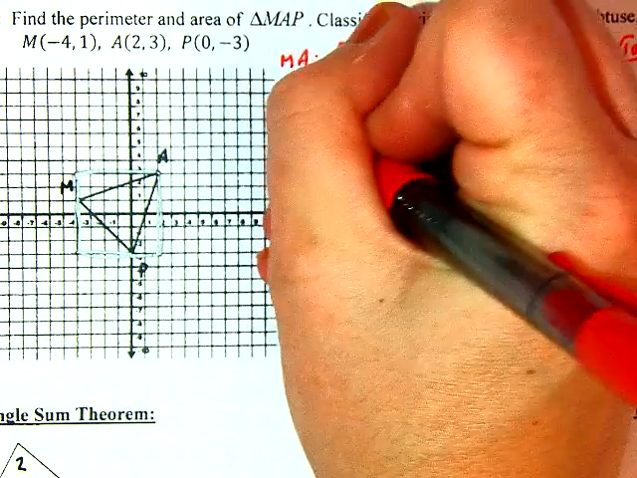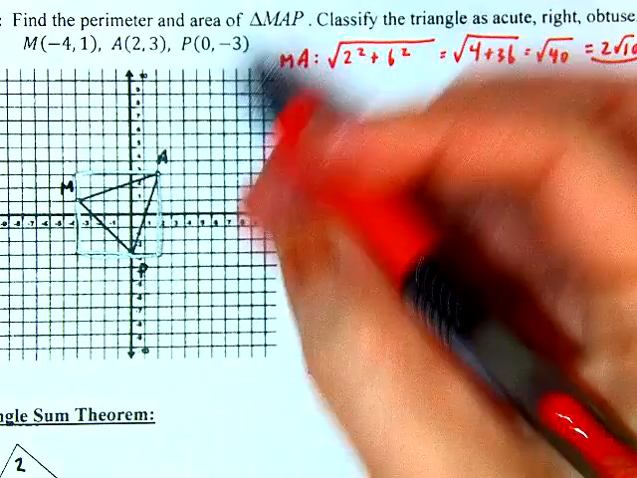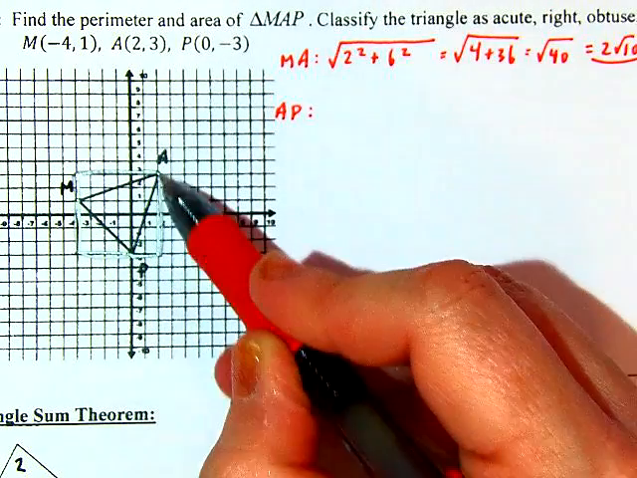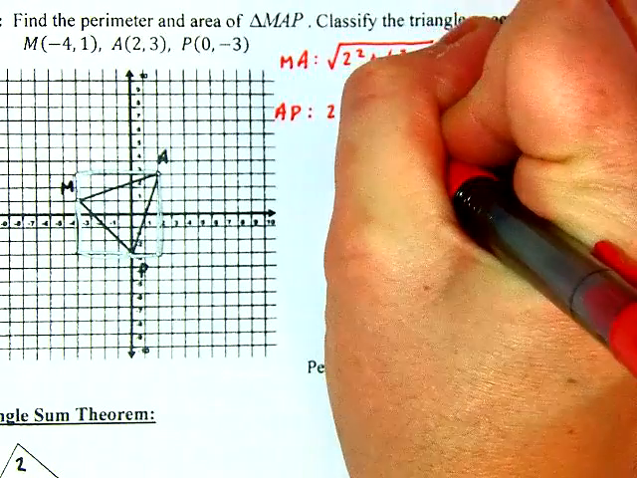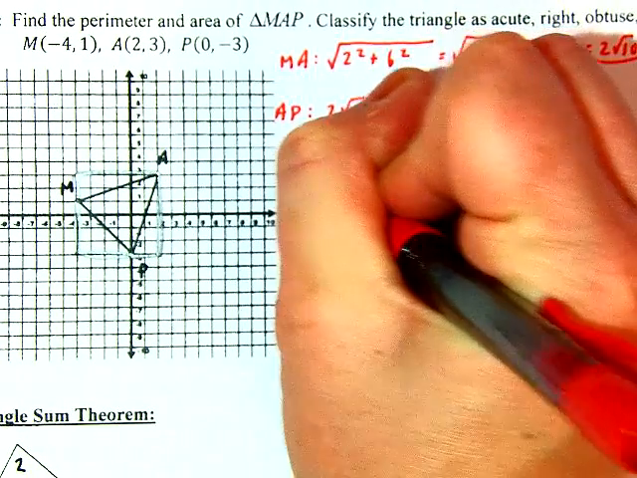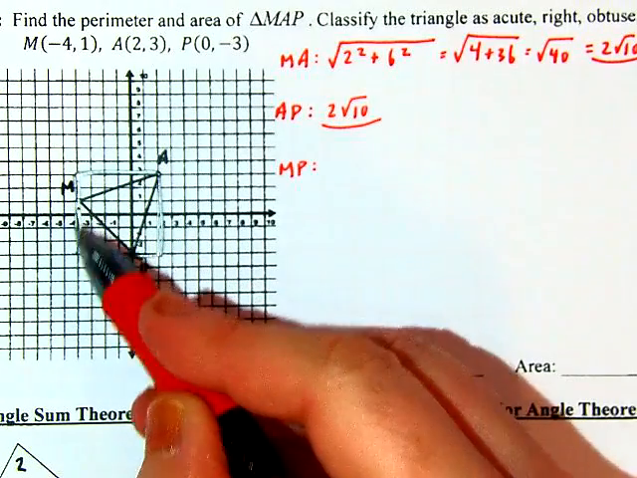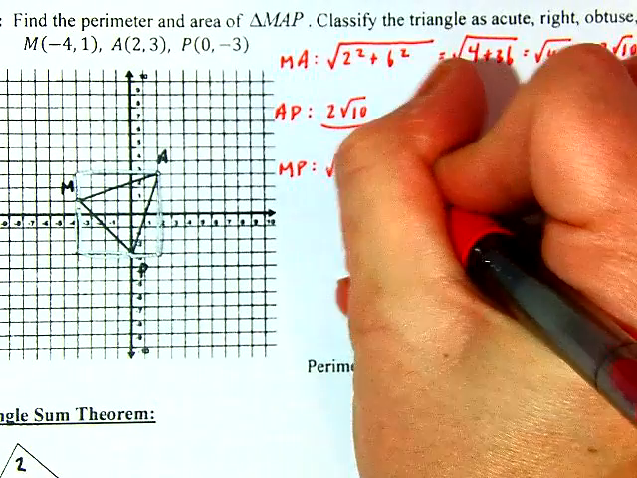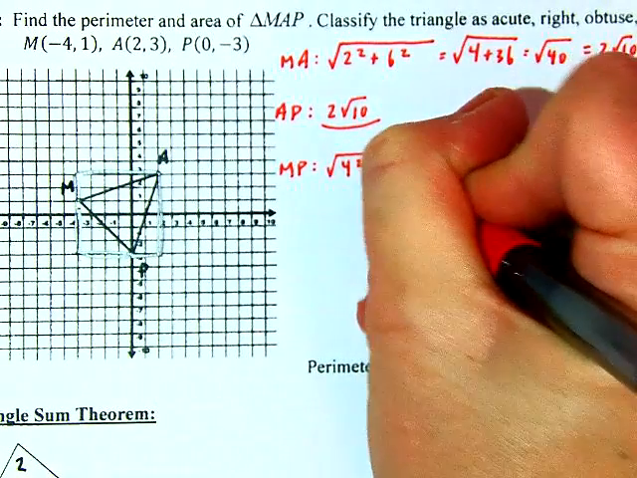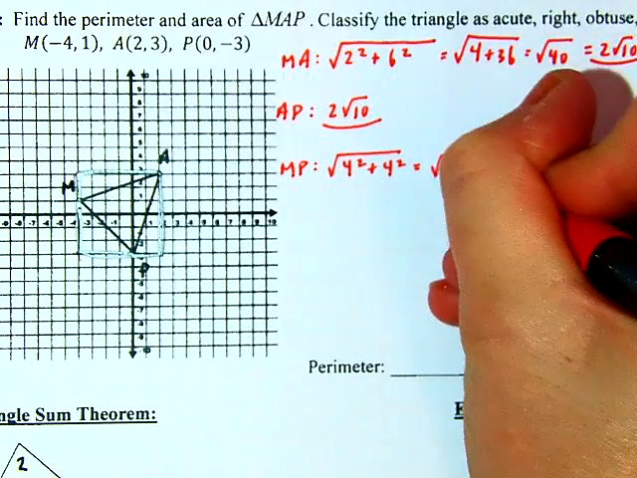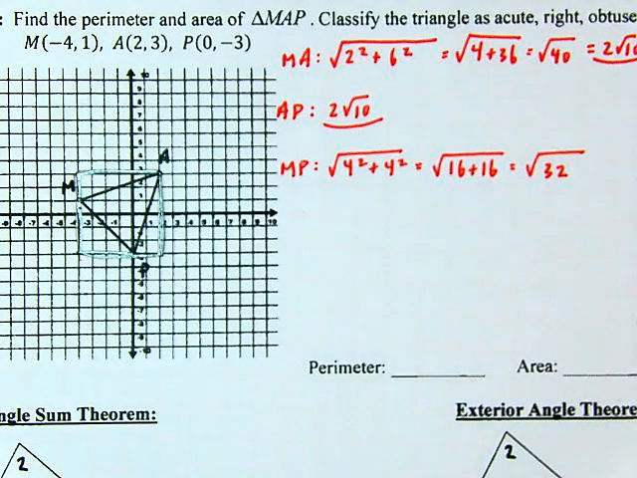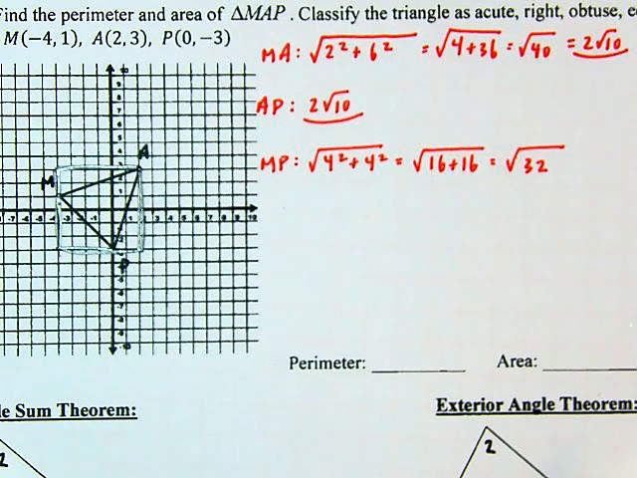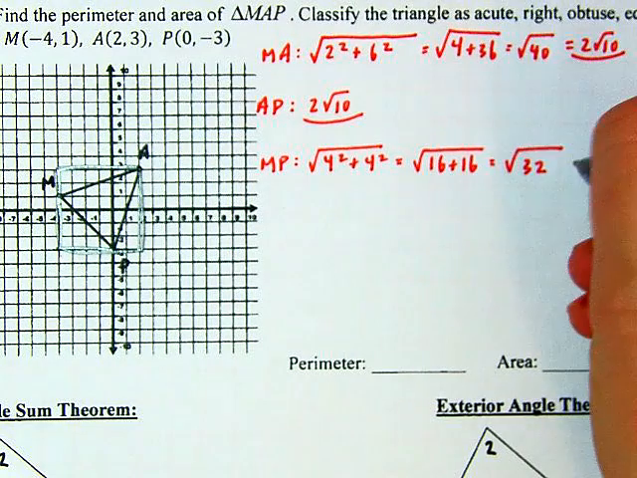Okay, AP next. So AP, I have a leg of 2, and I have a leg of 6, so I see it's going to be the same thing, also 2 root 10. MP last. So here we're 4 and 4. So 4 squared plus 4 squared gives me 16 plus 16, or 32. So I should know that that's 2 16s. So 2 times 16, that will end up being 4 root 2.